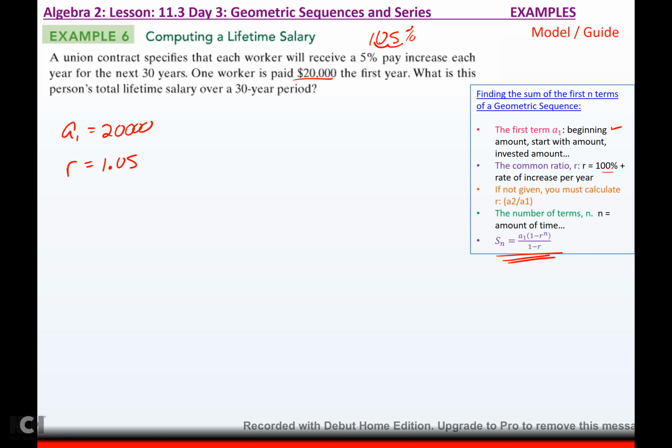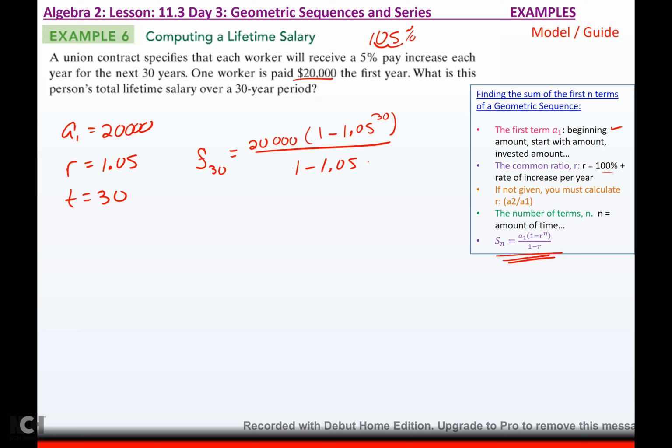Okay, and the number of terms is the amount of time, so n is 30. If I plug this in, the sum of the first 30 salaries is going to be my 20,000 times 1 minus 1.05 to the 30th, all over 1 minus 1.05.